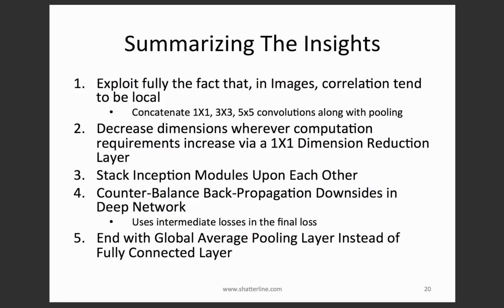Now we quickly summarize all the 5 insights that we've discussed so far. Number 1, exploit fully the fact that in images correlation tends to be local. Concatenate 1 by 1, 3 by 3, and 5 by 5 convolutions along with max pooling for every image patch. Number 2, decrease dimensions whenever computation requirements increase via the 1 by 1 dimension reduction layer. Number 3, stack Inception modules upon each other from the principles of network-in-network. Number 4, counterbalance backpropagation downsides in deep networks. Use intermediate loss layers in the final loss. Number 5, end with global average pooling layer instead of a fully connected layer. And that concludes this presentation.